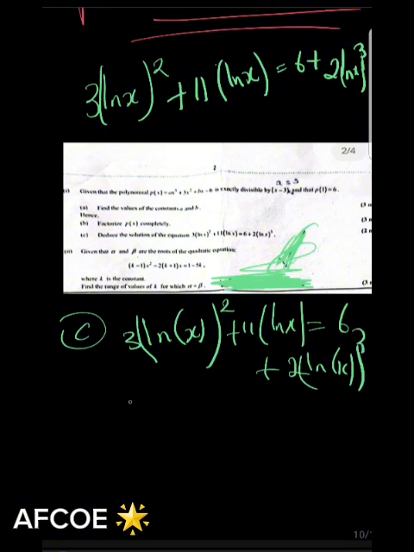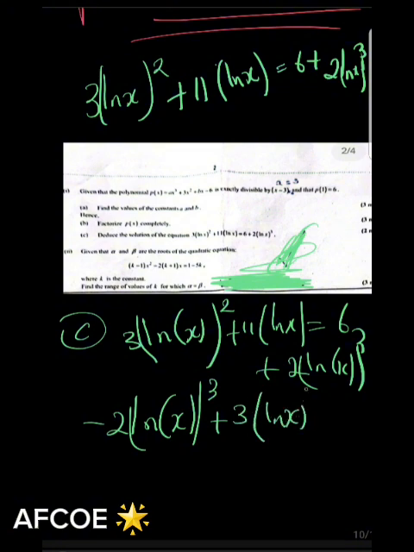Now I'll transpose everything, so I'll bring this term to the other side. I'll get negative 2 (ln of x) cubed. I'll start with the term with the highest degree, as usual. Negative, I'll bring this one down, then I follow with the 3x squared, so it is positive 3 (ln of x) squared, plus 11 ln of x, plus 6.